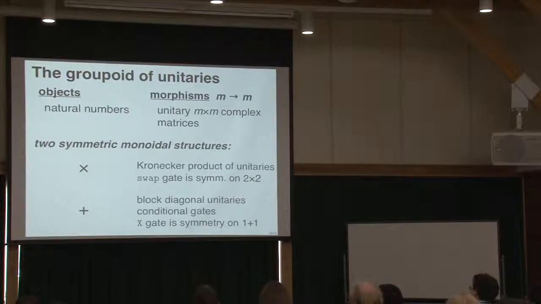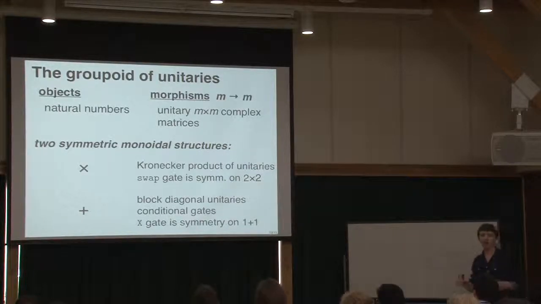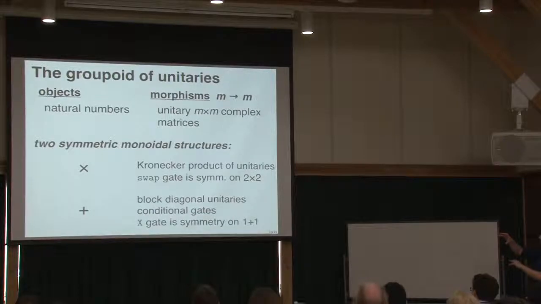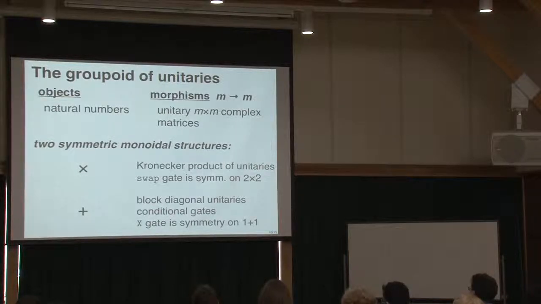The second symmetric monoidal structure that unitaries have is the sum. You can take two numbers and add them together. And when you do that, you take two unitary matrices and you form the block diagonal. That's going to be a unitary between the sums of their dimensions. And that's again a symmetric monoidal structure. The symmetry is generated by the NOT gate. These block diagonal matrices in particular contain a way of describing the conditional.